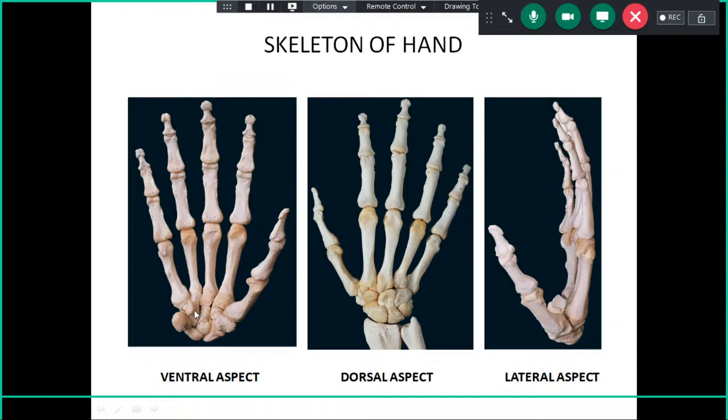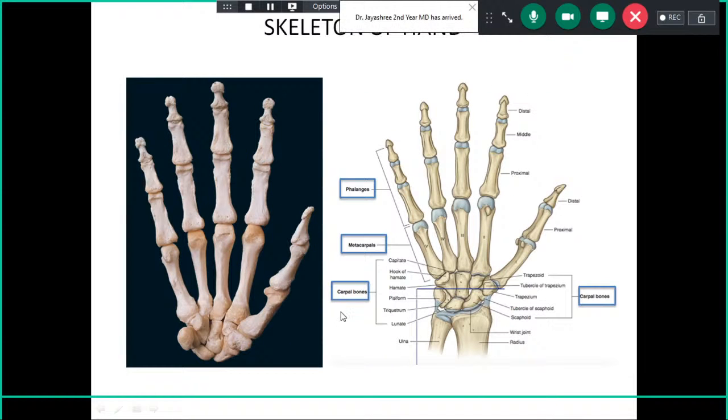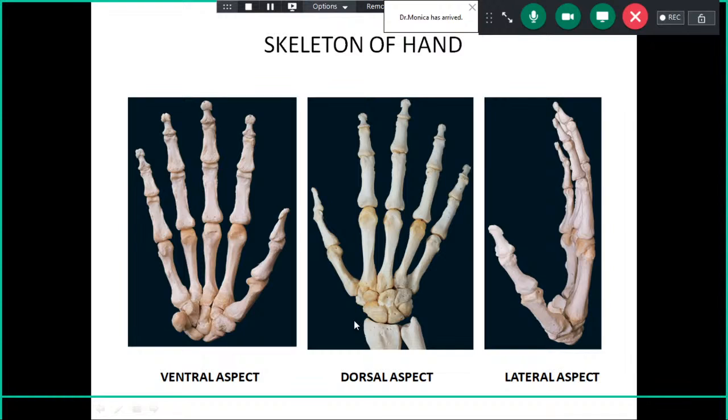So again, I'll go again to the same image. Can you appreciate it? This is a pisiform. This is your hook of hamate on the palmar aspect that you are seeing over here. On the dorsal aspect, the same things. On the dorsum, you will not be able to appreciate the pisiform, because pisiform was lying more on the ventral side, over the triquetrum.